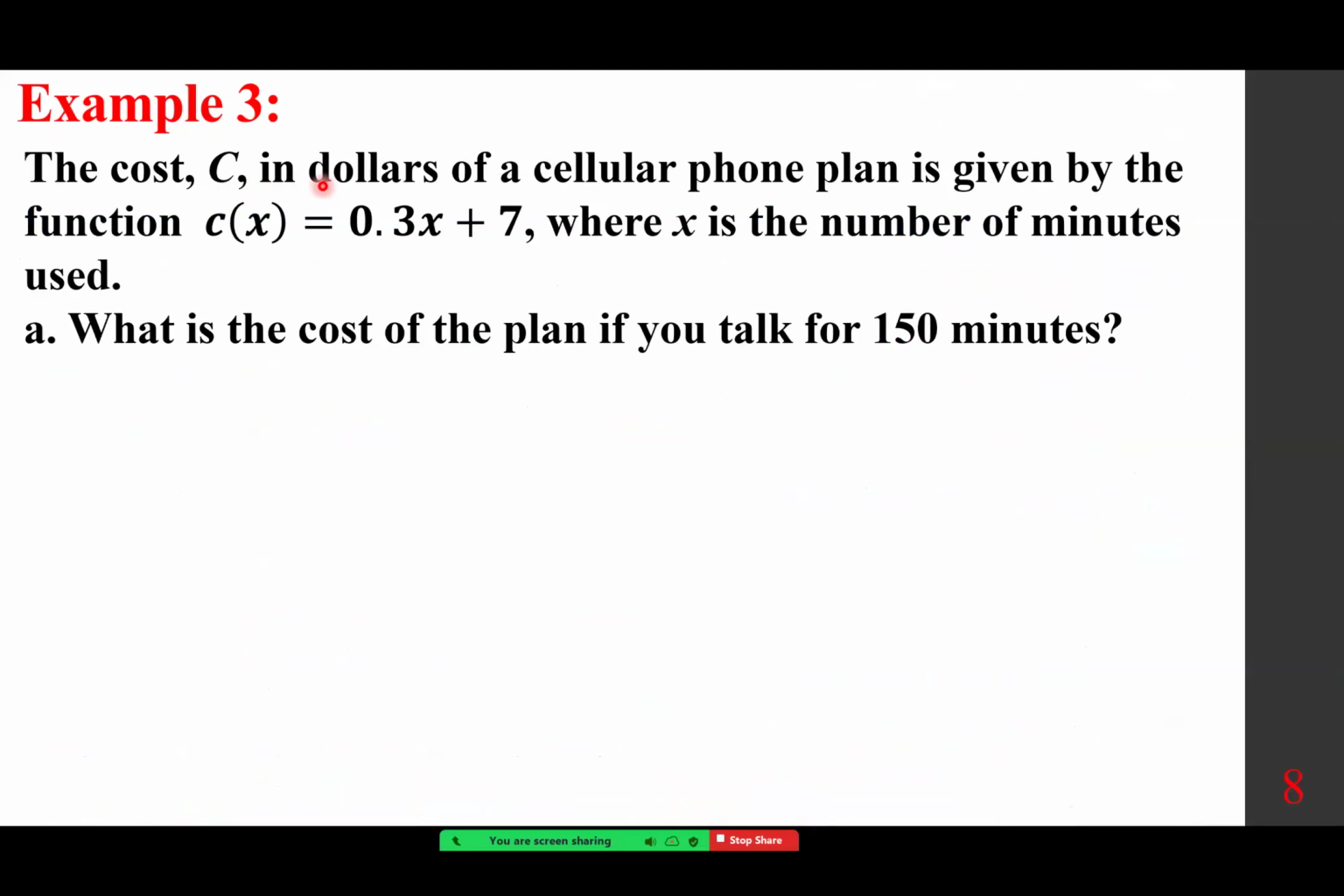The cost C in dollars of a cellular phone plan is given by the function C of x equals 0.3x plus 7, where x is the number of minutes used. What is the cost of the plan if you talk for 150 minutes? Simply put, replace the x with 150.